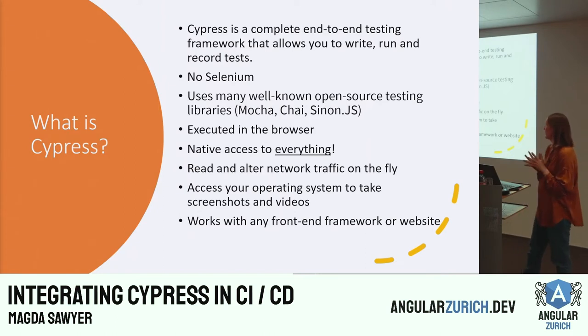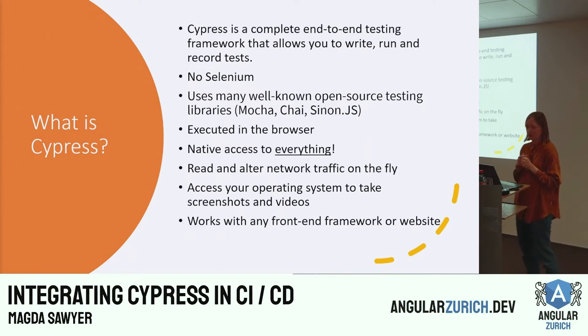It is executed inside the browser directly with your application, which is great because you have access to everything in your application, every object. It also allows you to read and alter network traffic on the fly, so you can check what's happening with your requests, but also replace responses completely. You also have access to your operating system, which allows Cypress to take screenshots and videos when it's running tests. And it does work with any front-end framework. So if you are a React user, you can also profit from integrating Cypress in your workflow.